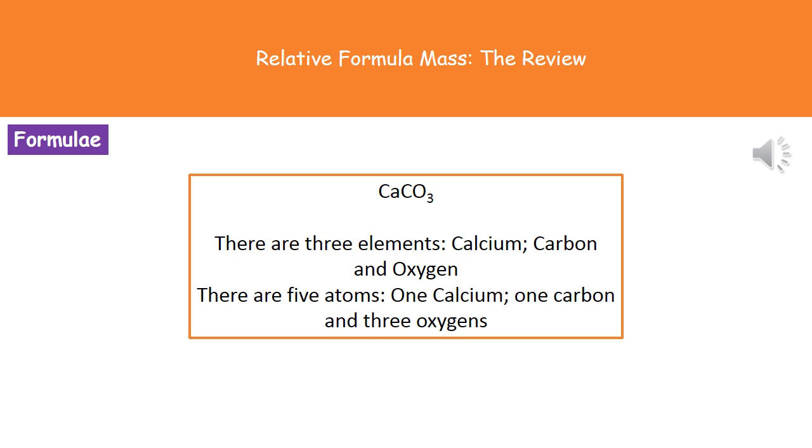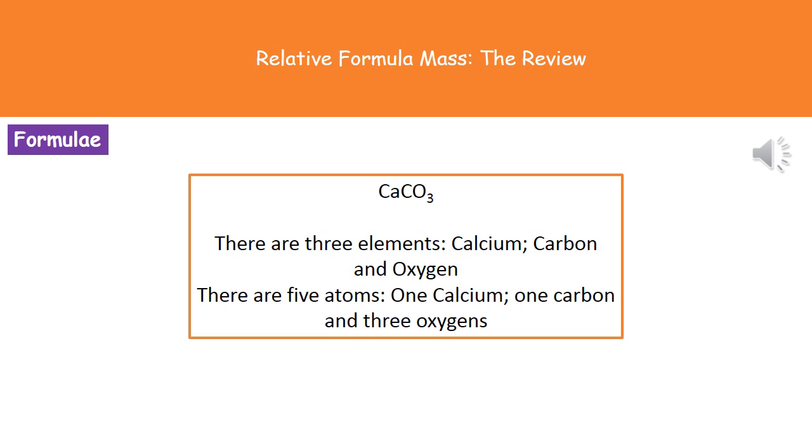First question is going to be how many elements are there in there, and what we need to do there is just count up how many capital letters we've got. It's that simple. So because we've got Ca, C and O, then we've got 3 different elements. So we've got calcium, carbon and oxygen. So if it asks us how many elements there are, we would say 3.